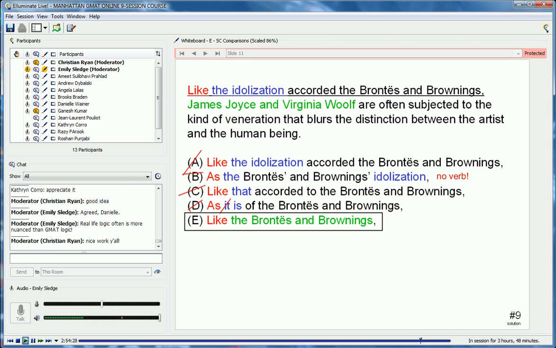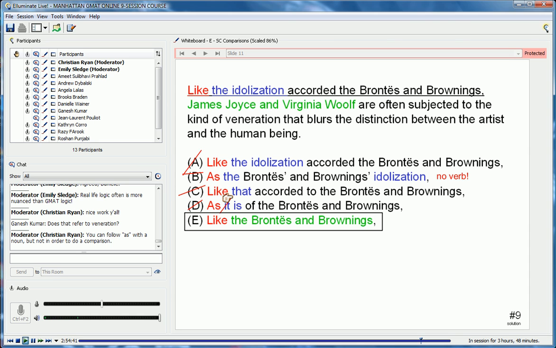So some of you were drawn to A and C. You were drawn to choices that use like, but be careful that you're comparing the right noun to the right noun. Now that you see it, let me know if that makes sense to you. Frown if you're still unclear about it.